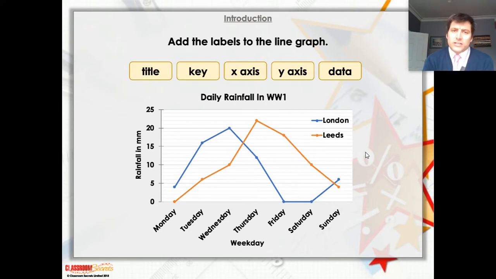Okay, right, guys. If we were thinking about World War One, and it's London and Leeds, okay. So if we were to add some features to this, at the moment we need to just label our line graph so we understand what needs to go where. Okay, so where would the title go? Where's the y-axis? Where's the x-axis? Where's the data? Where's the key? What do you think?